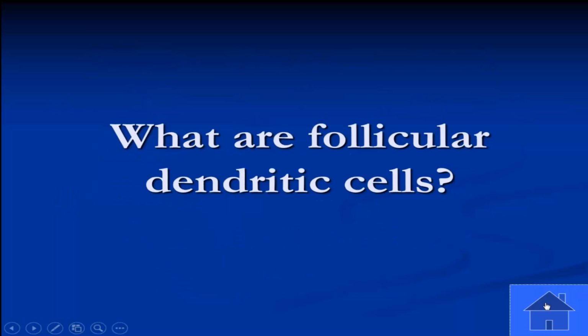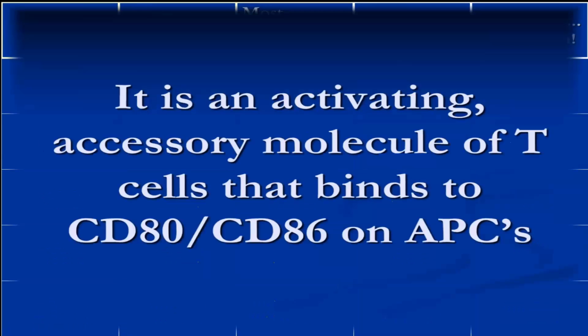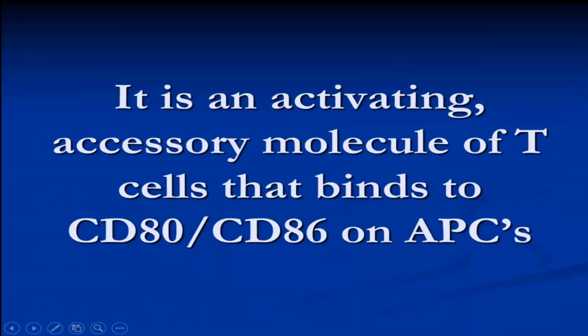Let's do presenting an antigen for 600. It is an activating accessory molecule of T cells that binds to CD80 and CD86 on APC. What is CD28? Yeah. So CD80 and CD86 are B7, another name which you need to know.